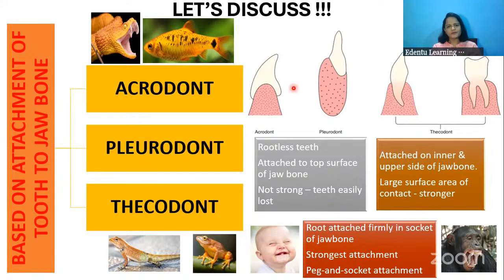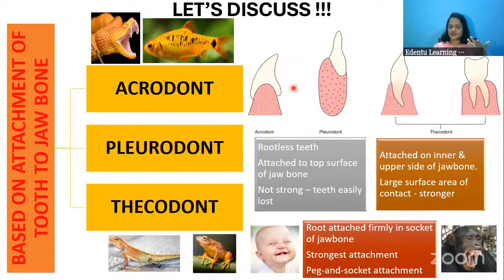This kind of teeth is mostly seen in reptiles and fishes, and they are not strongly attached to the underlying jawbone. If they chew a slightly hard substance, these teeth can shed off easily. Such is the arrangement of the acrodont.